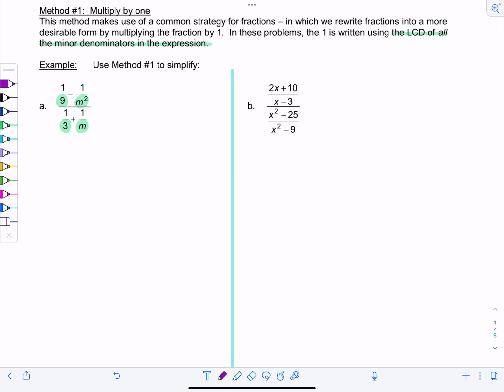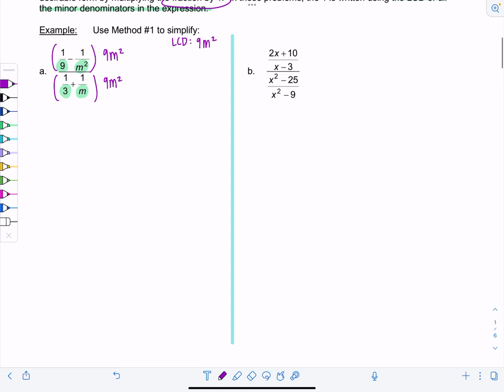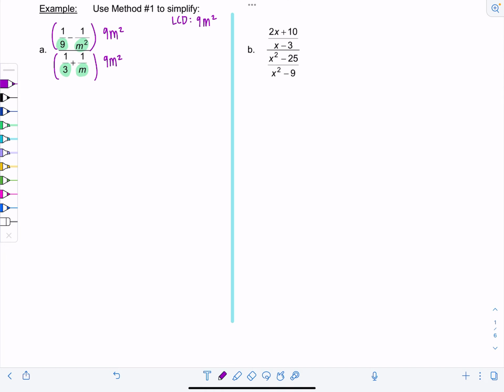So since the LCD is 9m squared, and we're going to use method 1 here, what that means is I'm going to multiply the numerator by 9m squared and the denominator by 9m squared. And I'm allowed to do this because I'm multiplying by the same thing in the numerator and denominator. So I'm just multiplying the fraction by 1. Now, this next step, I'm really going to break it down for you to see how to simplify and multiply everything by this 9m squared. When you get more comfortable, you can start skipping steps and doing stuff in your head.